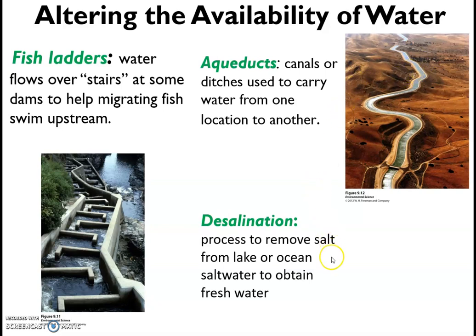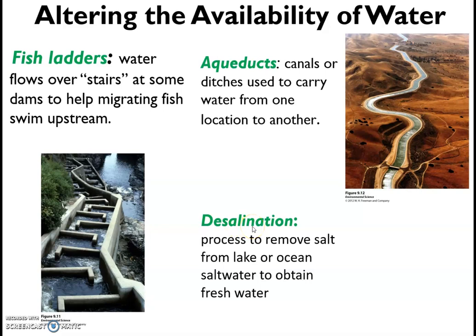A second way that humans alter the availability of water is desalination. Desalination is a process which removes salt from a lake or ocean salt water to obtain fresh water, drinkable water, usable water for irrigation. And this process is not very efficient at this point in time. So desalination is only used in a few areas. There continues to be research into it, but right now desalination does not play a big role in altering the availability of fresh water.